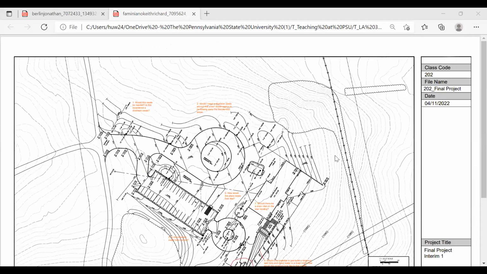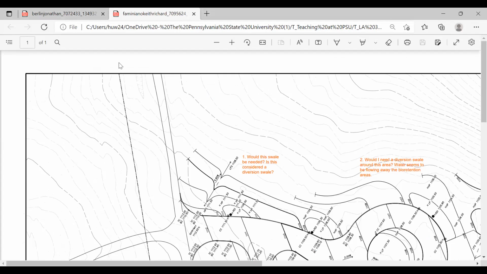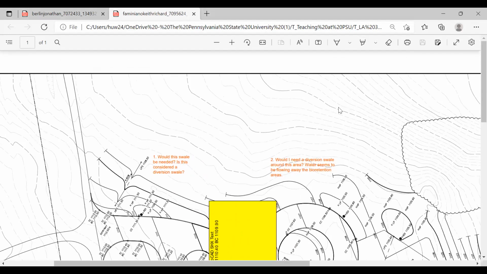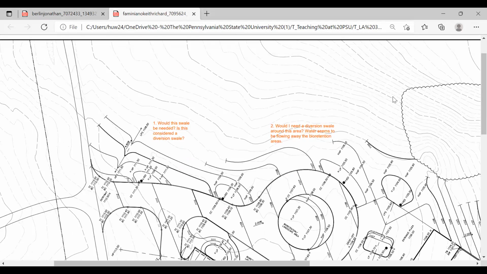Okay. All right, let's go through the questions. Would the swale be necessary? Nope, not necessary because we're on a landscaped area and it's better to have relatively uniform flow downstream. No swale necessary in that area. Okay. Do I need a divergent swale around this area? No, because everything is flowing down. You're not directing that water into, or mixing dirty and clean water. So you do not need a divergent swale there.